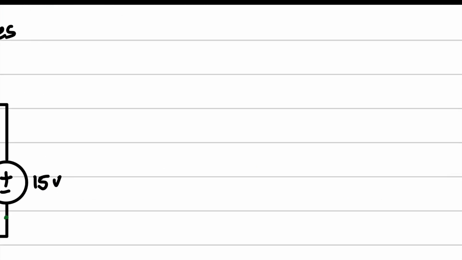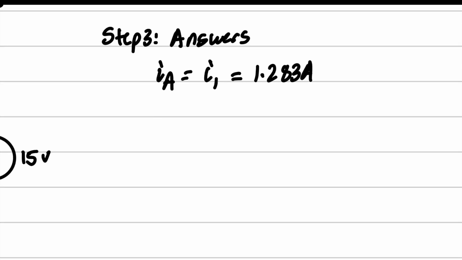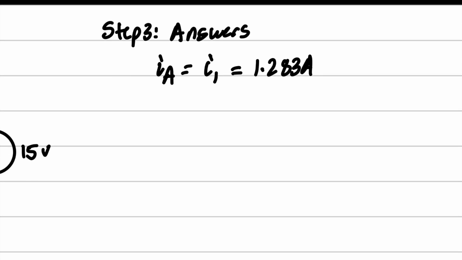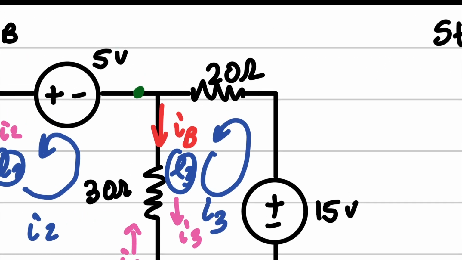So, right here, we're going to say step 3, answers. So we can say IA is equal to I1 is equal to 1.283 amps, okay? Now for IB, we're going to have to be a little more careful about this. Like I said before, ideally you're going to want to use KCL. It's just more reliable in my opinion. You could do it both ways, and I'm going to show you both. So let's go ahead and use KCL.